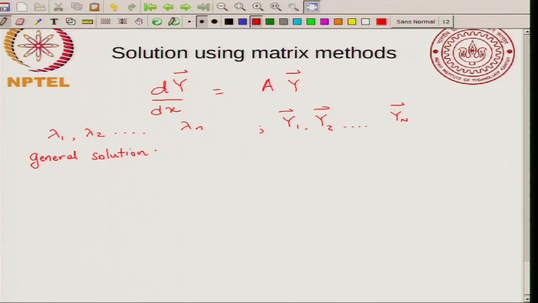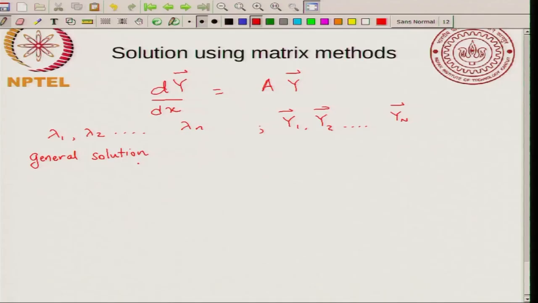Now what is a general solution? A general solution will have undetermined constants. Okay, and it's not hard to show that you can write the general solution as a linear combination of all these eigenvalues multiplied by the eigenvector.